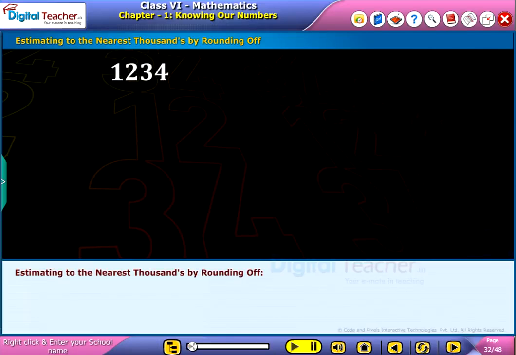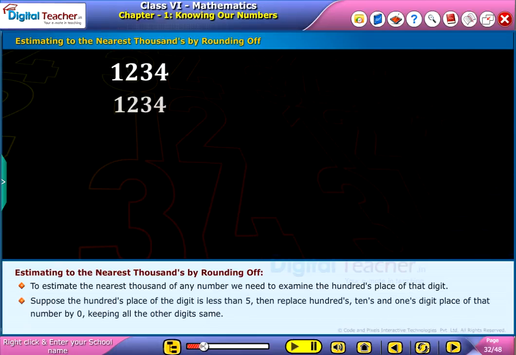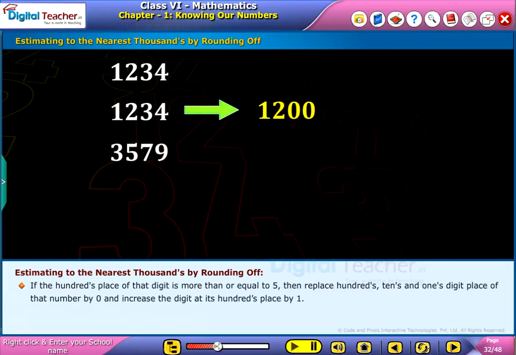Here let us estimate the numbers to their nearest thousands. To estimate the nearest thousand of any number, we need to examine the hundreds place of the digit. Suppose the hundreds place of the digit is less than 5, then replace the hundreds, tens, and ones digit place of that number by 0, keeping all the other digits same. If the hundreds place of the digit is more than or equal to 5, then replace the hundreds, tens, and ones digit place of that number by 0 and increase the digit at its thousands place by 1.